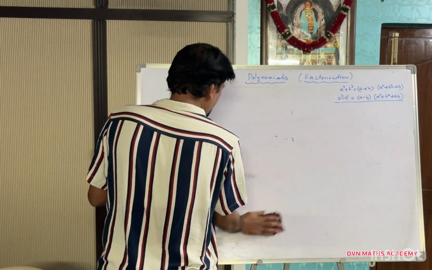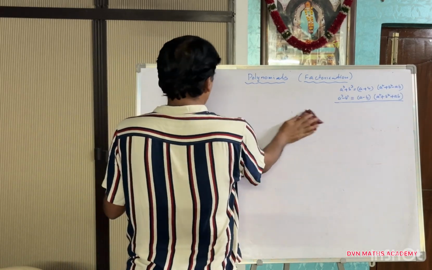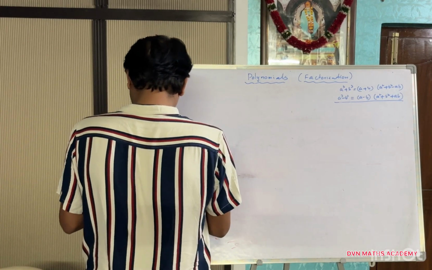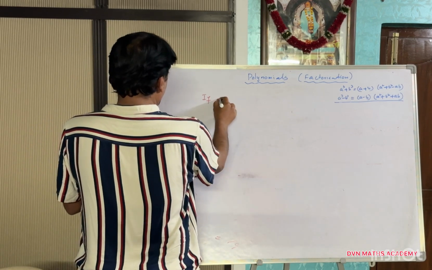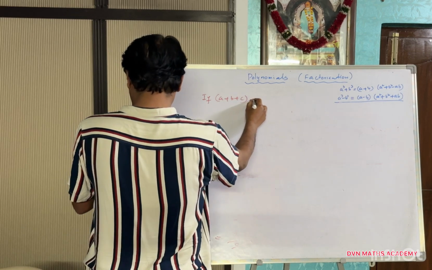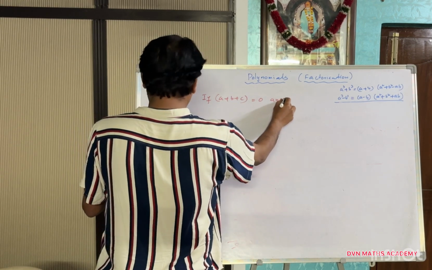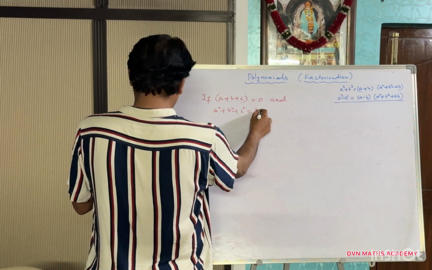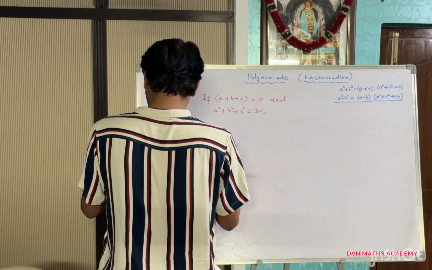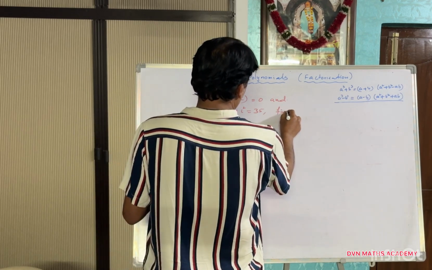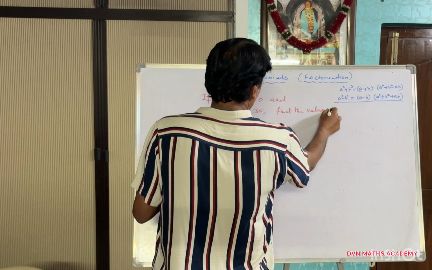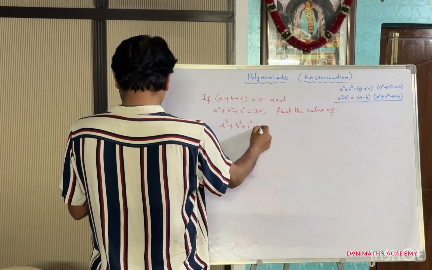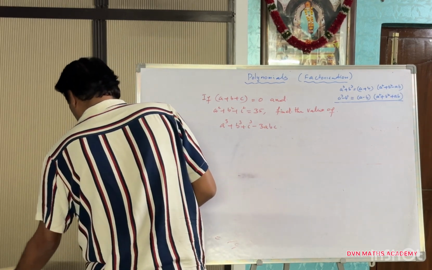Going to the next question. This is also very interesting. If A plus B plus C is equal to 0 and A square plus B square plus C square is equal to 35, find the value of A cube plus B cube plus C cube minus 3ABC. So this is also very interesting.